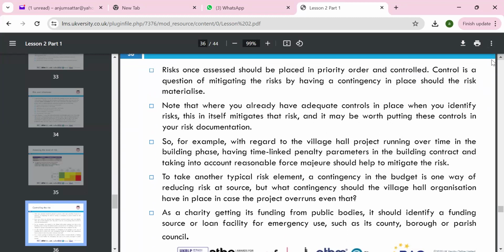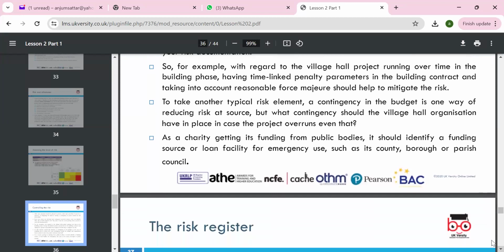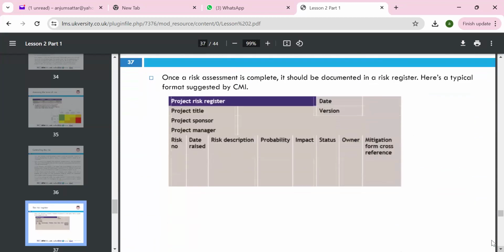Control is the question: mitigating the risk, having the contingency plan, and risks that need to materialize and identifying these risks. Risks need to be minimized. One approach that can be used in the risk element is contingency budget. How can we minimize the risk? We carry on doing the risk assessment. We maintain the risk register.